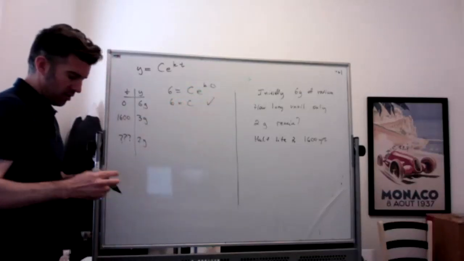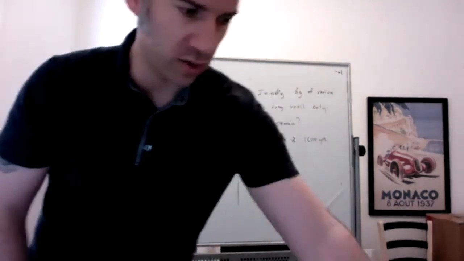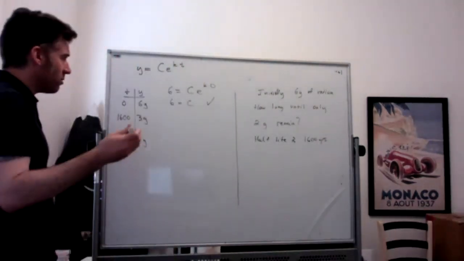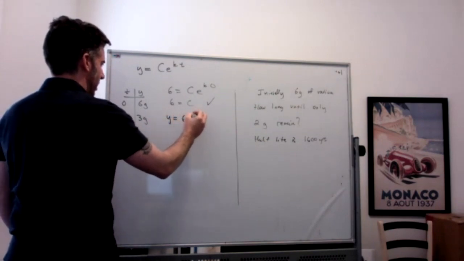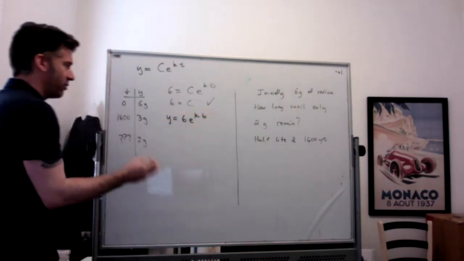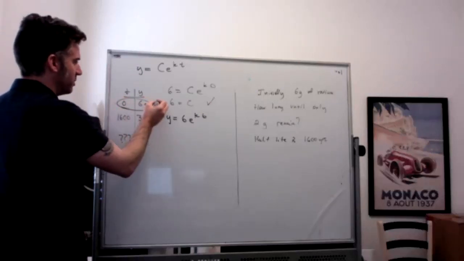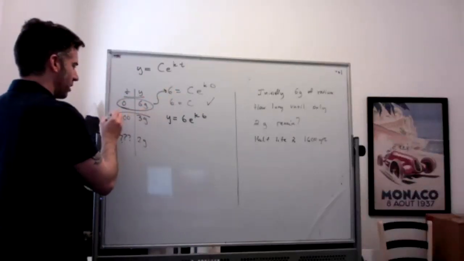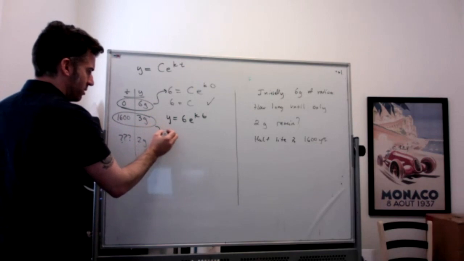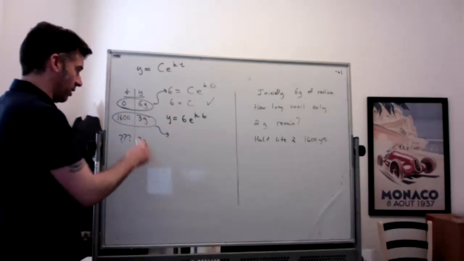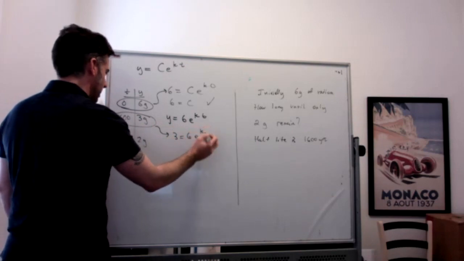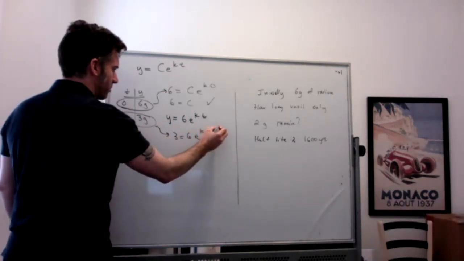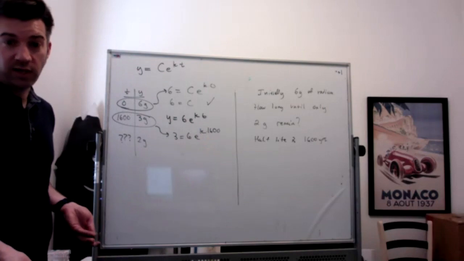Great. Then we're going to rewrite our model, y equals 6e to the k times t. So we plugged in this piece of data here. Now we're going to plug in this piece of data to get our other equation. We're going to get y is 3, and t is 1600. And now we're going to solve for k.